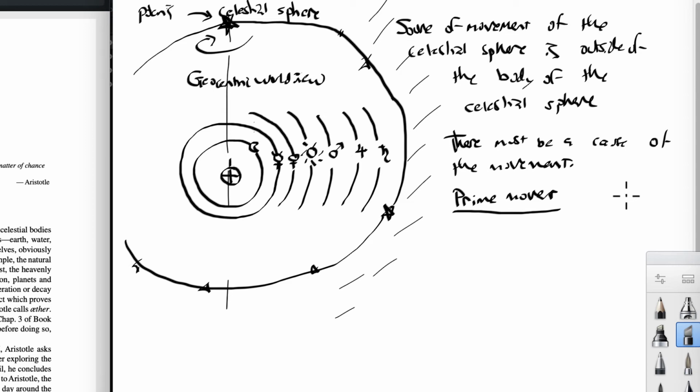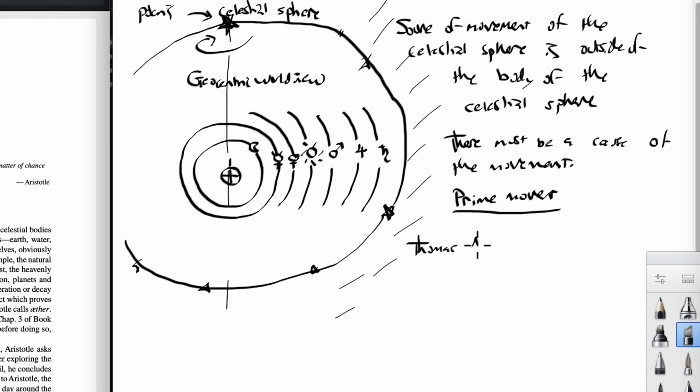He says anything that is in motion must have a cause, or anything that changes must have a cause. Since the celestial sphere is in motion, therefore it must have a cause. But the prime mover itself, he will argue, is not in motion, or it is not changing, therefore it does not need a cause. Okay? So that's an important point that he makes, and by the way, this exact argument is later going to be picked up by none other than Thomas Aquinas.